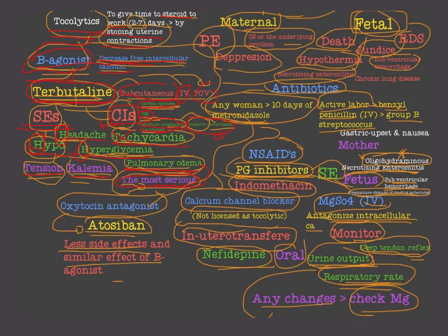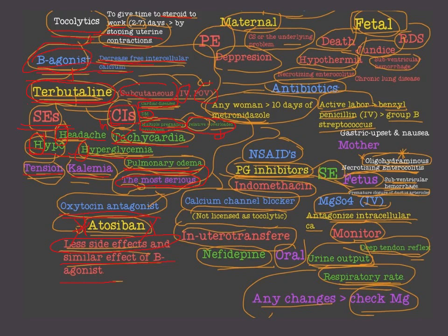The second one is oxytocin antagonist. Oxytocin antagonist has the same effect as beta-agonist, but with less side effects. Okay, the same effect with less side effects. So it is more popular and more used in preterm labor. The most famous example of oxytocin antagonist is atosiban. So beta-agonist, oxytocin antagonist.